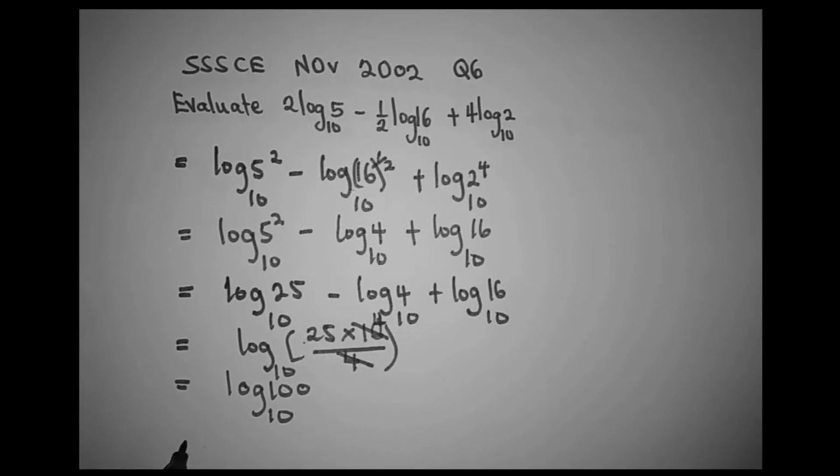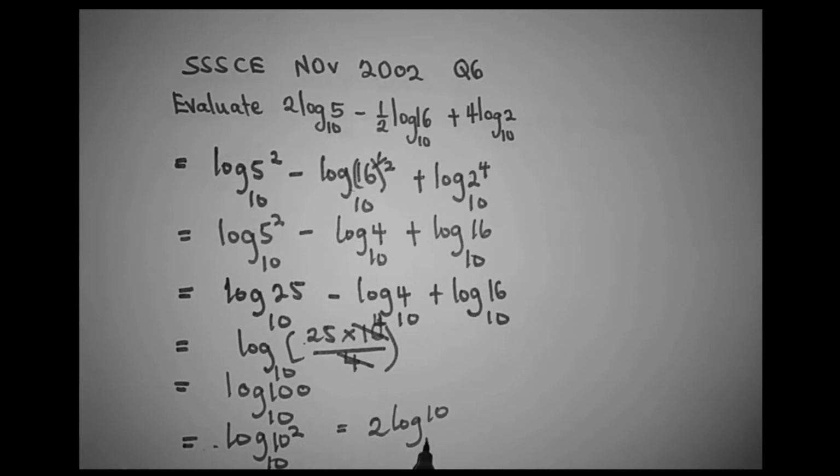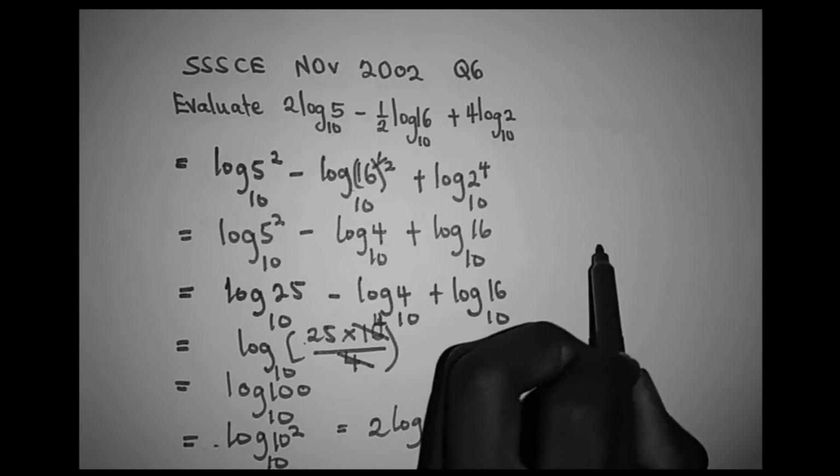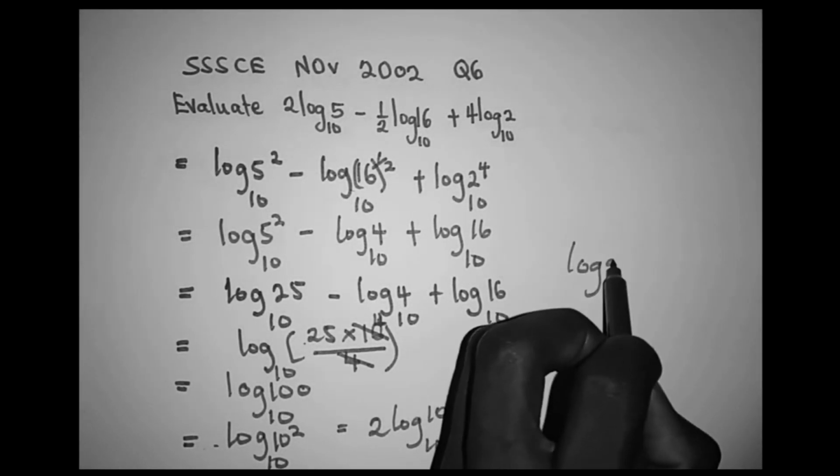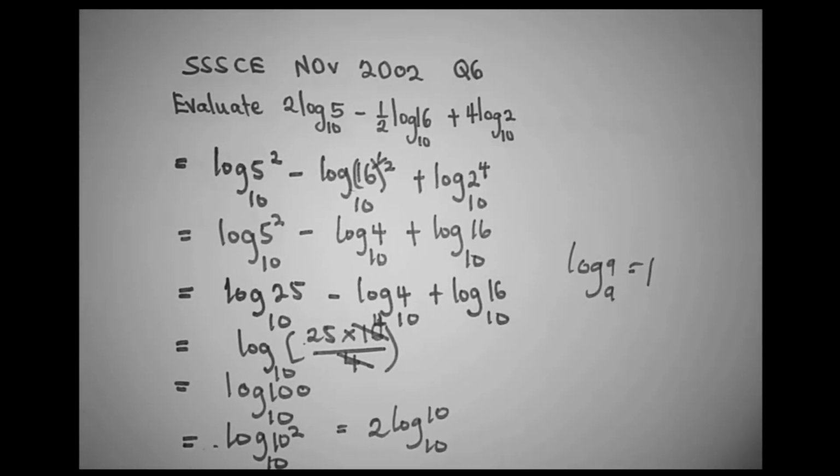But we know that 100 is the same as 10 exponent 2. So we can bring the 2 down, and this is equal to 2 log 10 base 10. And remember what we said earlier, log a base a is equal to 1. So this is equal to 2 times 1, and the final answer is 2.